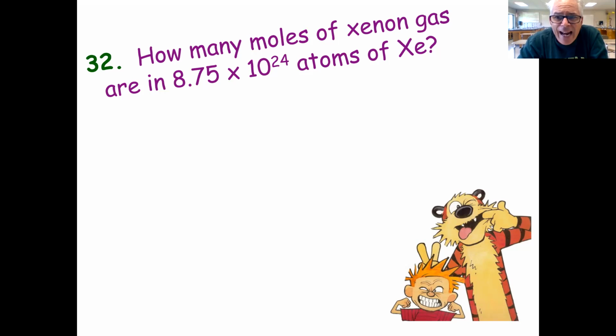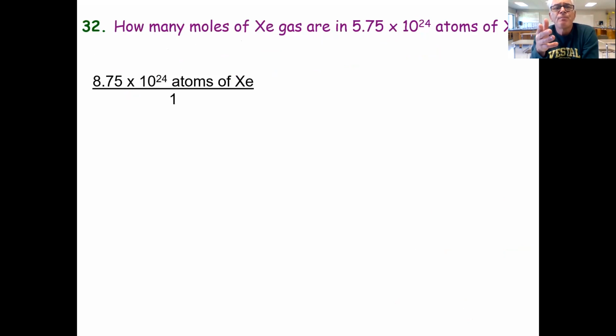We're starting with a whole lot of atoms. Let's put that number over 1 and set it up to start. 8.75 times 10 to the 24th atoms of Xe for xenon over 1, because the numerator is where those units belong. This is a gigantic number.